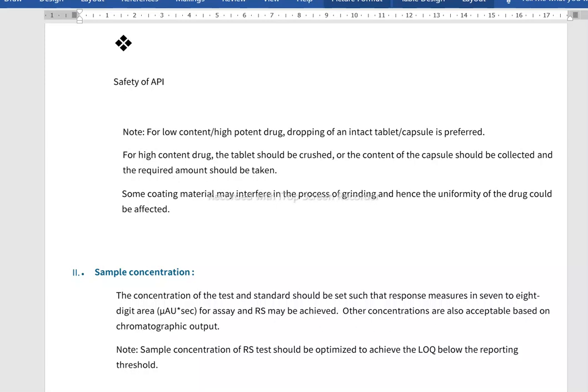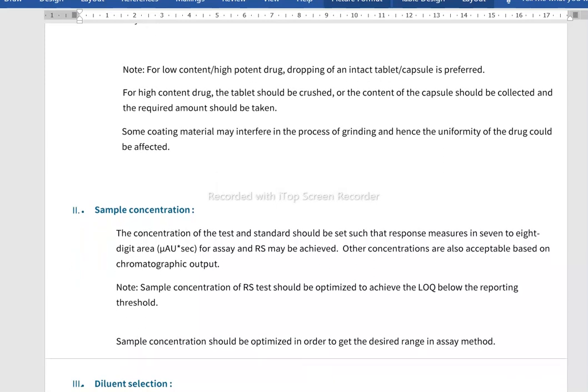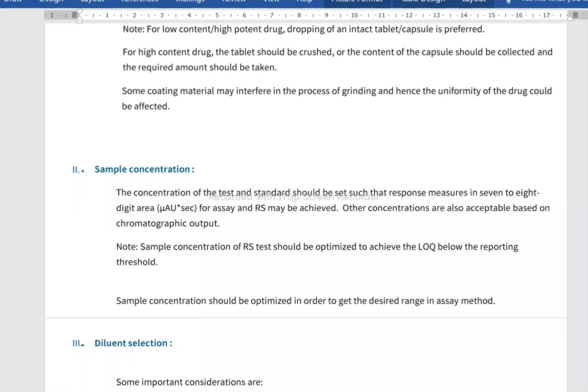Sample concentration of the RS test should be optimized to achieve the LOQ below the reporting threshold. Sample concentration should be optimized in order to get the desired range in the assay method.